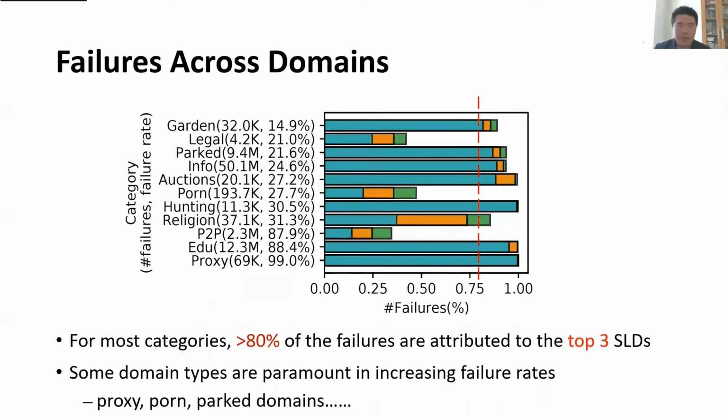For each category, we plot the ratio of the number of failed queries of the top 3 SLDs to the total number of failures. An interesting observation is the concentration of failures for each category on a few domains. For 8 out of the 11 categories, over 80% of the failures are attributed to the top 3 second-level domains, the top 1 SLD in most cases. Another observation is that a number of classifications which can be expected to fail frequently are present. For example, proxy, porn, and POC domains. This suggests that such domain types are paramount in increasing failure rates.